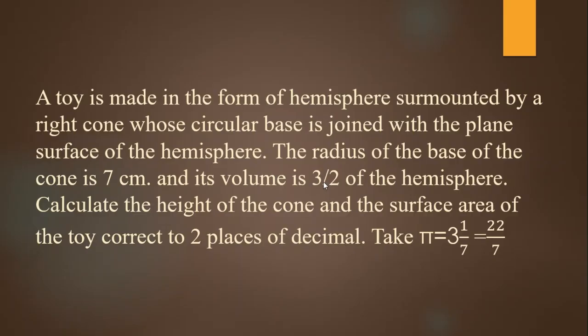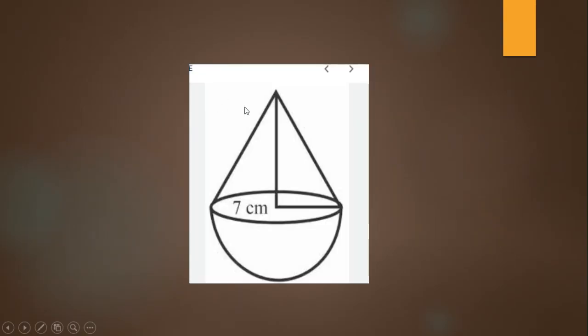Okay, and what do we need to find? We need to calculate the height of the cone and the surface area of the toy. Height of the cone we need to find, and this is the height of the cone. And we need to find the total surface area of the toy which is in this structure, a right circular cone and a hemisphere. So, what is given and what is to be found out.